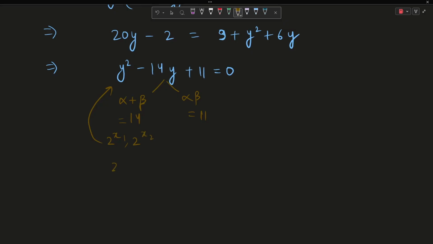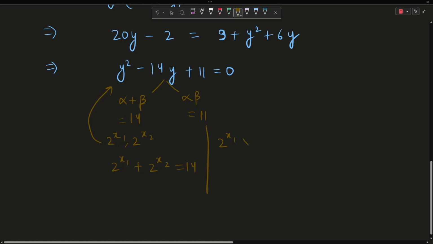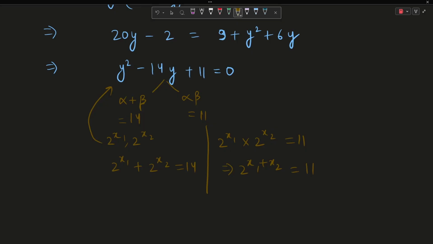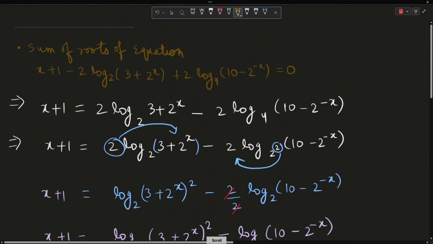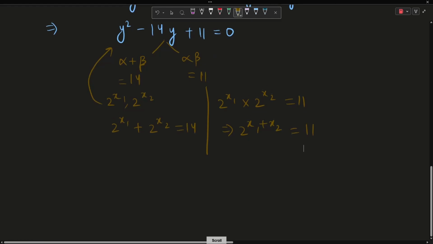So I can say 2 to the power x1 plus 2 to the power x2 is equal to 14, and 2 to the power x1 into 2 to the power x2 is equal to 11. So I can further write it as 2 to the power x1 plus x2 is equal to 11, right? Now we need to calculate the sum of roots of the original equation.